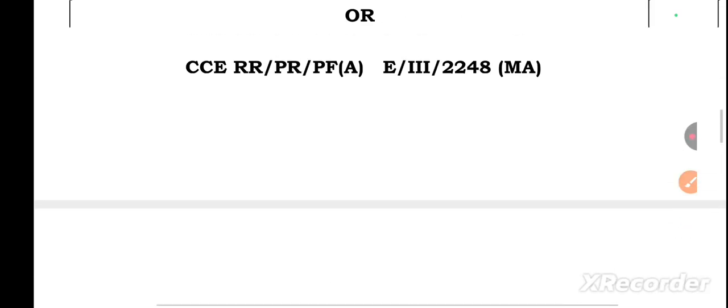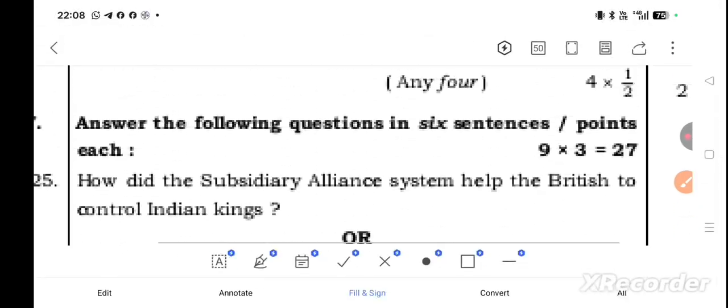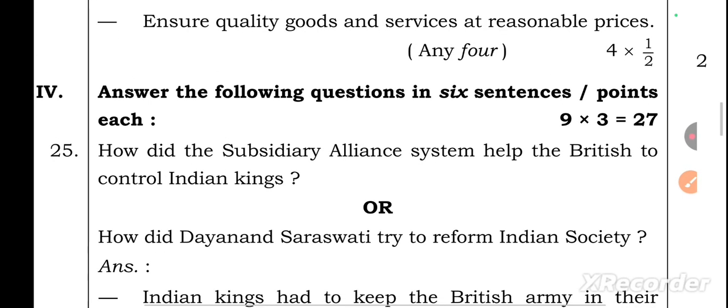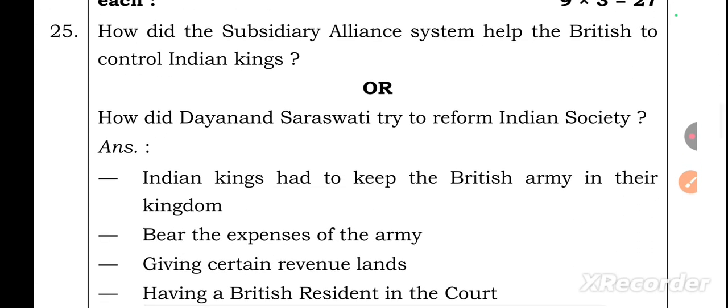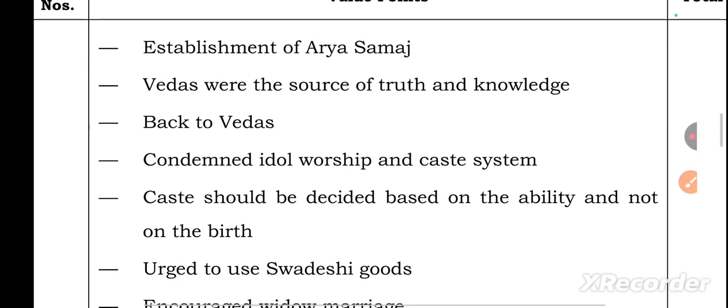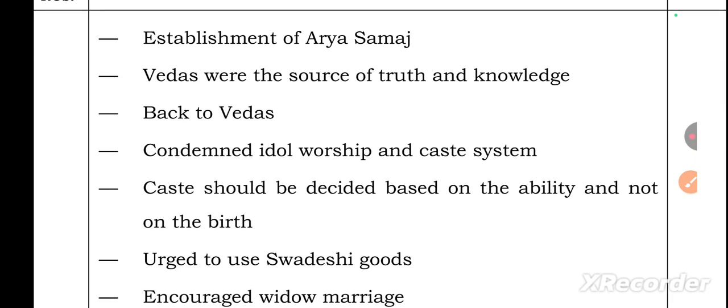For this question, they asked another R type question. We have to see the question first. We can write the upper one or the below one. How did Dayanand Saraswati try to reform Indian society? This is also important. Okay, the answer is the same, but the method of asking the question is different in different exams.